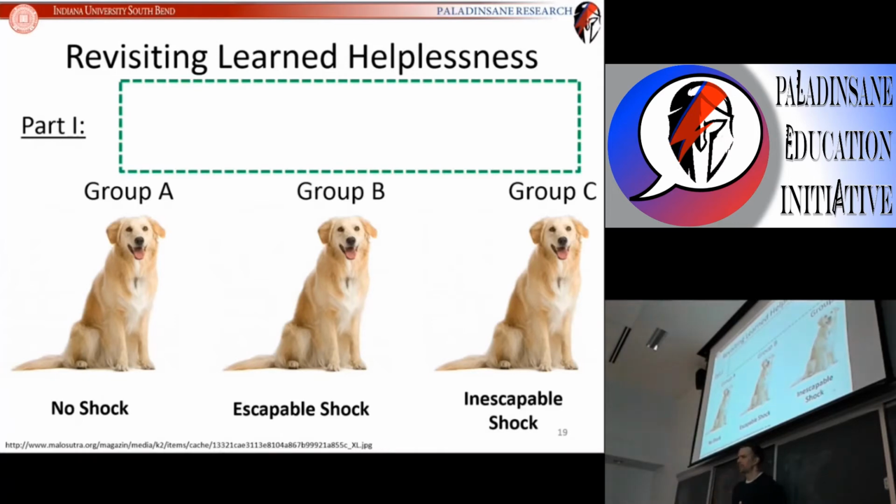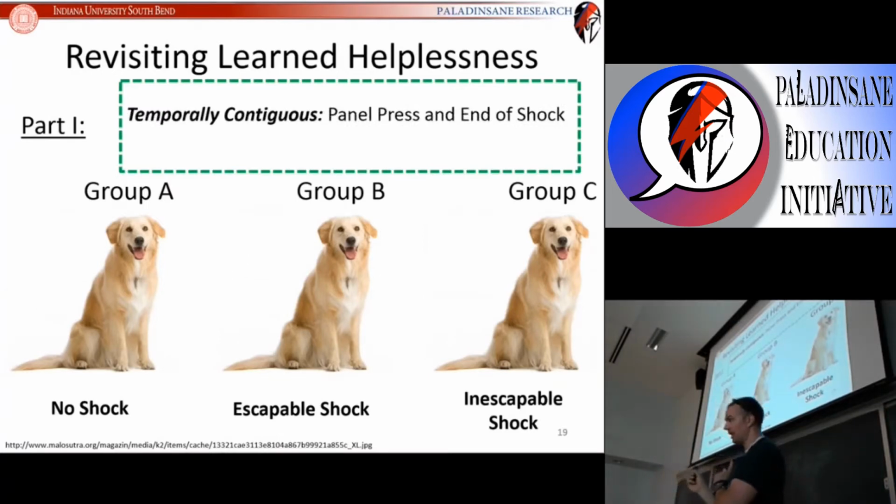Yes, so the 2 events that had high temporal contiguity were actually the panel press and the end of the shock. So as soon as that panel press was completed, the shock was done. So in the beginning, there was a lot of time between the time the shock started and the panel press occurred, but throughout the entire experiment, as soon as they pressed that panel, the shock was turned off. So that would mean that there was a high temporal contiguity between those 2 events.